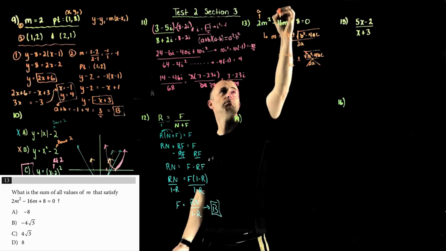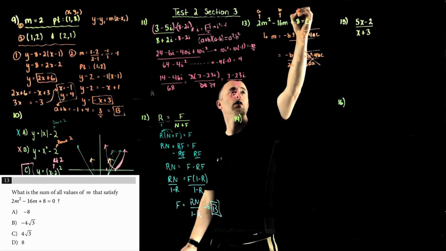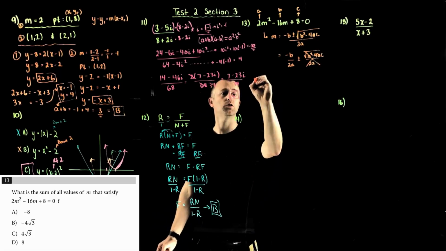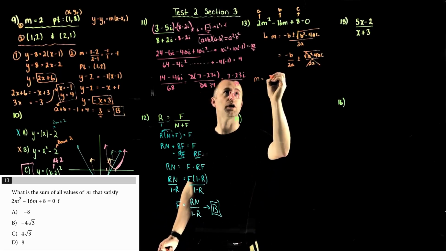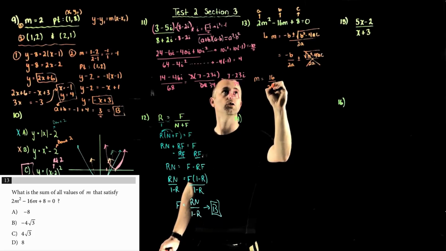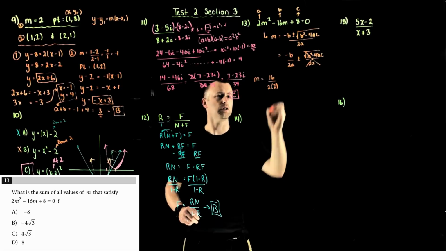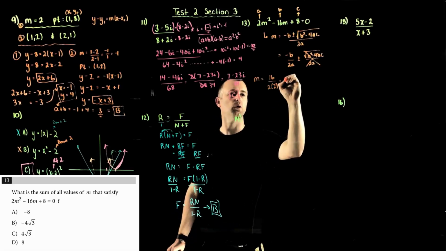I'm going to call this b, and obviously this is c, although I don't need it for what I'm doing. So that means my solution is going to look like this. I'm going to go m equals opposite b, which in this case is 16, over 2 times a, which is 2. So get that back in there. So this ends up being 16 over 4, which is 4.